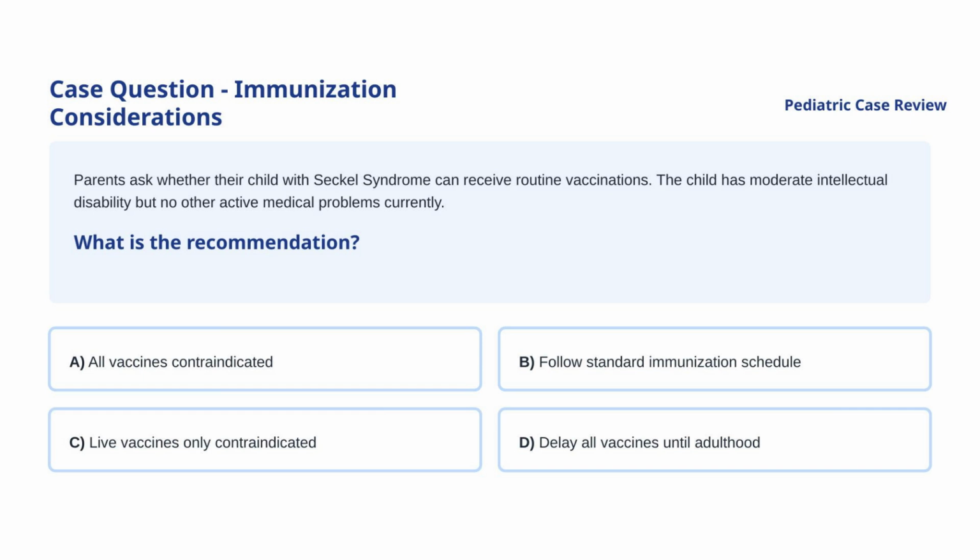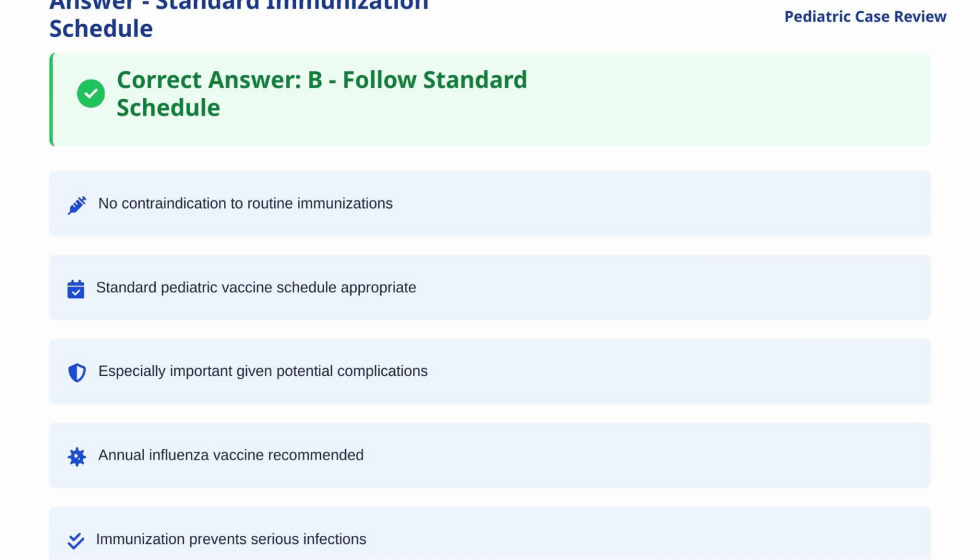Case 23. Parents ask whether their child with Seckel syndrome can receive routine vaccinations. The child has moderate intellectual disability, but no other active medical problems currently. What is the recommendation? Option A, all vaccines contraindicated. Option B, follow standard immunization schedule. Option C, live vaccines only contraindicated. Option D, delay all vaccines until adulthood. The correct answer is B.